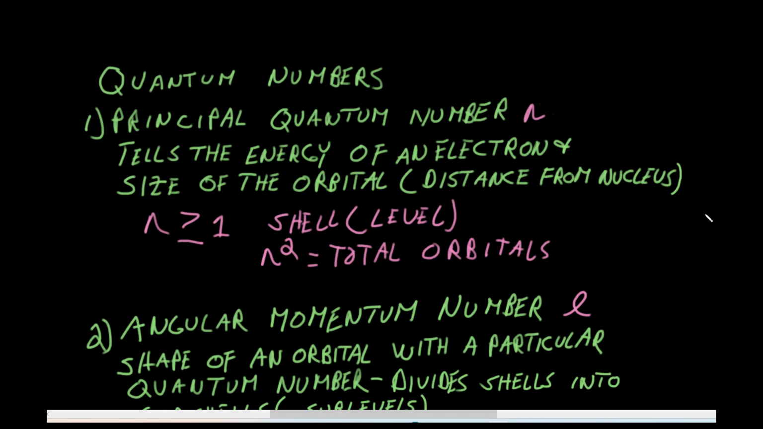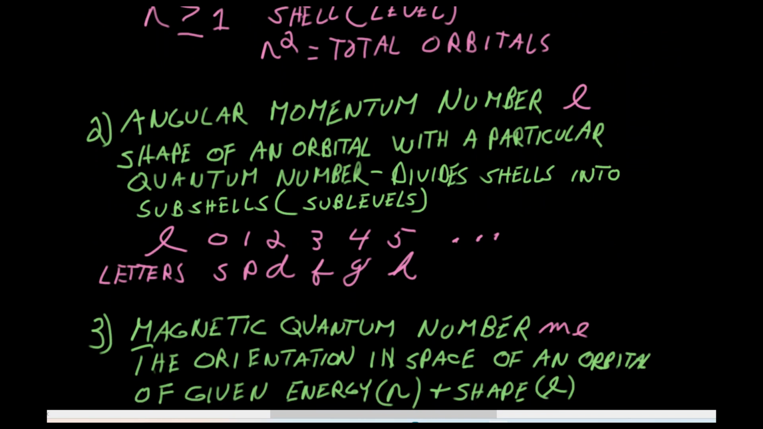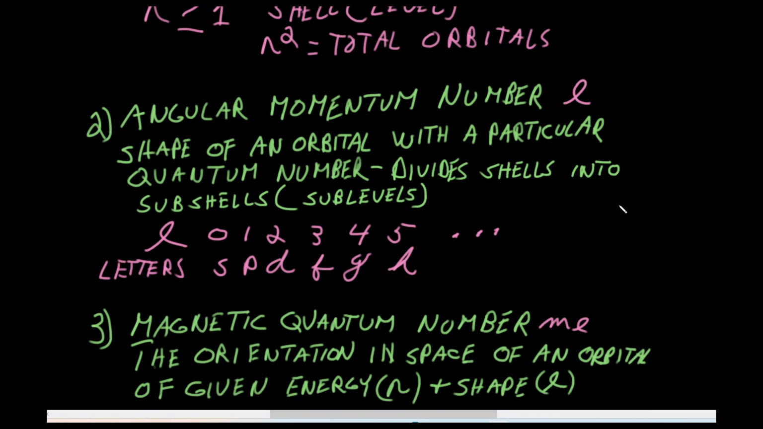The next quantum number is the angular momentum number, and that is a lowercase l. Now this is the shape of an orbital, and again we're not going to look at the shapes right here, but with a particular quantum number, it divides the shells into subshells or sublevels.